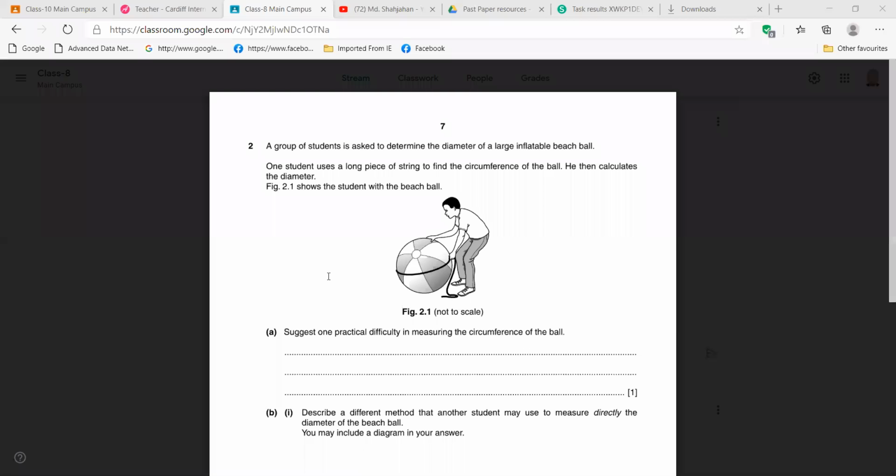The problem is he should use a scale to measure the diameter. The problem is, since it is inflatable, it might not be at its fullest diameter. Yes. A measuring tape, maybe.